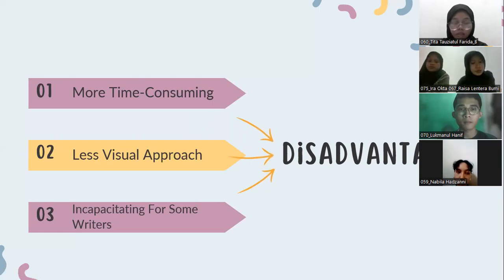And for the second is less visual approach. A process-based approach may be less visual than other approaches to writing as it focuses more on the process of writing than on the final product. And for the last is intimidating for some writers. Some writers may find a process-based approach intimidating as they may not know where the process will take them. And that's all for me. Back to moderator.